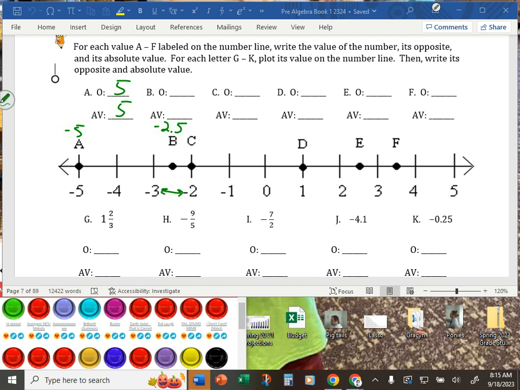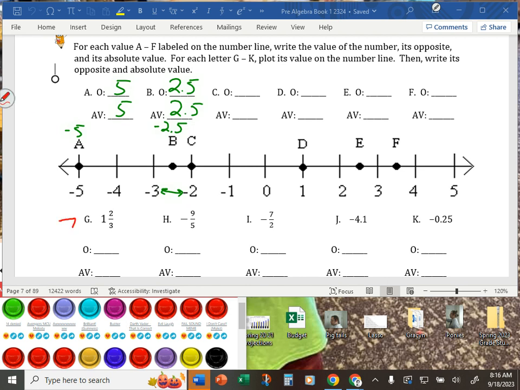What number on the other side of 0 has the same distance from 0? Liv. 2.5. Positive 2.5. And then what is the absolute value of negative 2.5? How far from 0 is it? 2.5. All right. So that's A through F. Then it says for each letter G through K, plot its value on the number line, then write its opposite and absolute value. So letter G, 1 2/3 here.